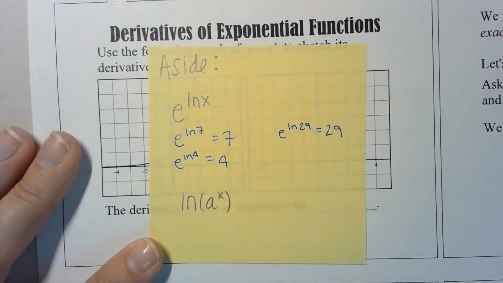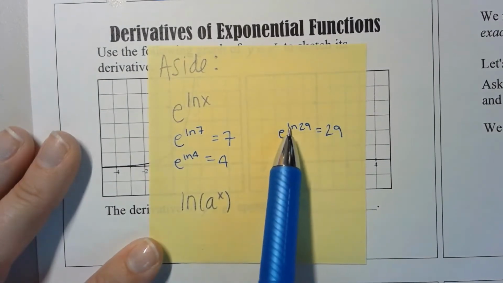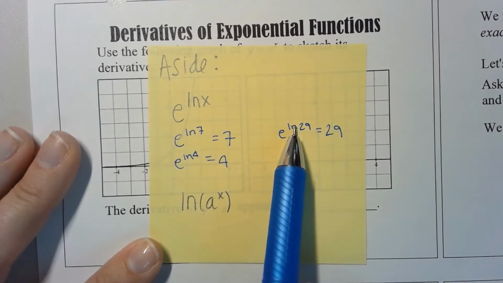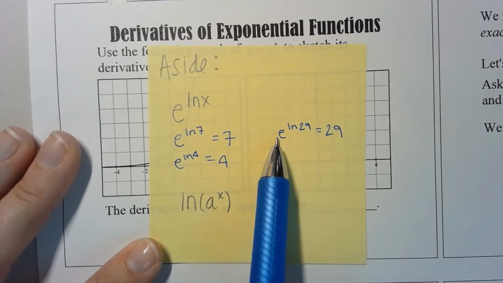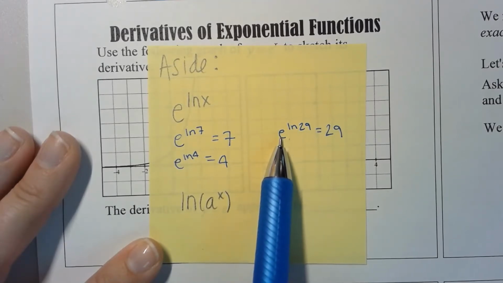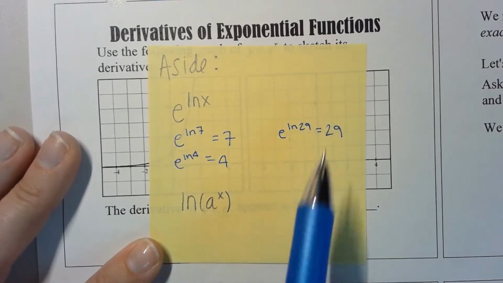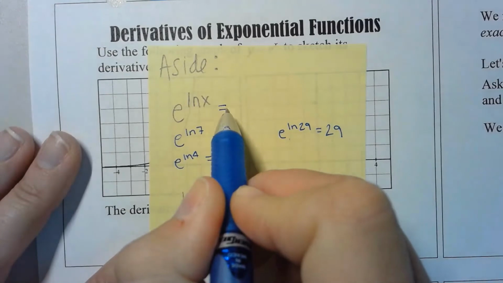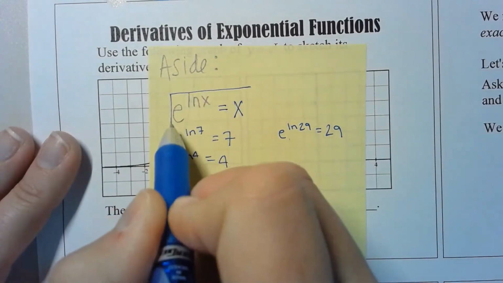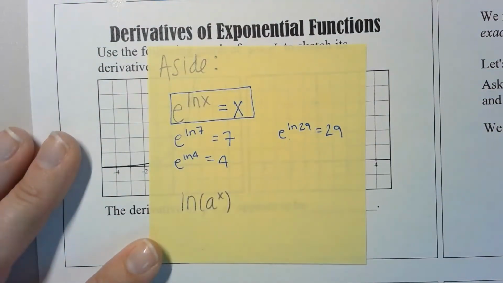The idea is, and we can certainly prove it, e's and natural logs undo each other. Natural log means log base e. So it's like raising it, e to the something, but then log base e, they undo each other. So when we see e to the natural log of x, it just simplifies to be x, okay?